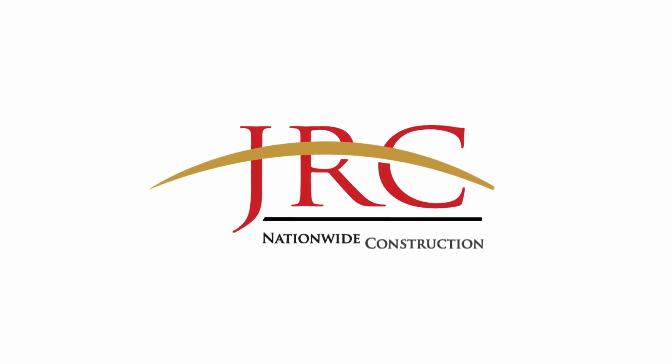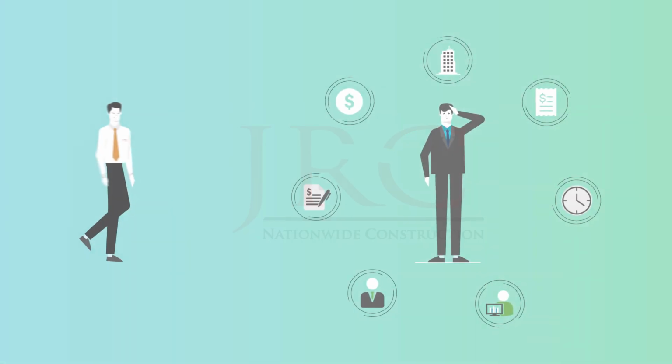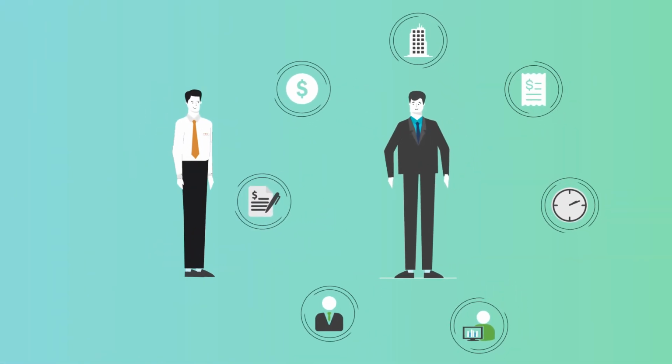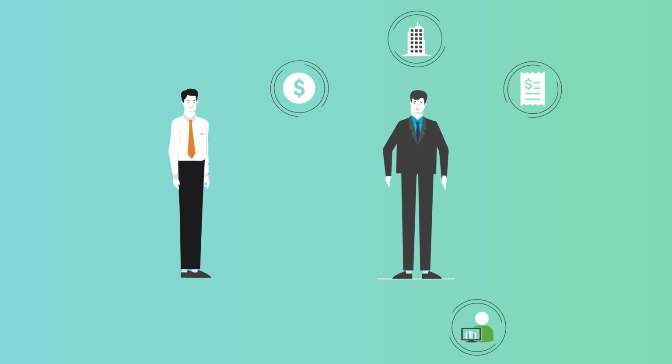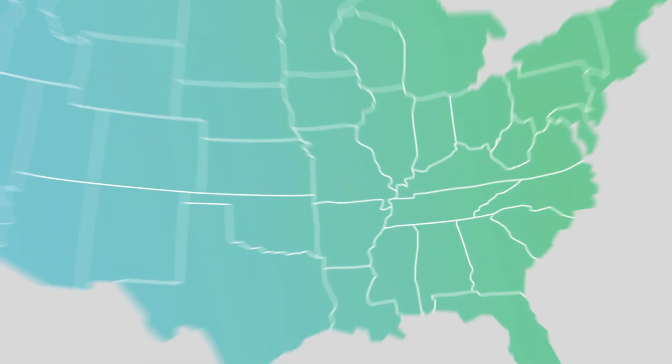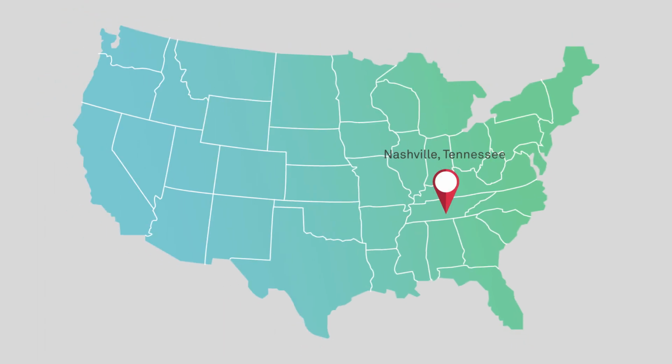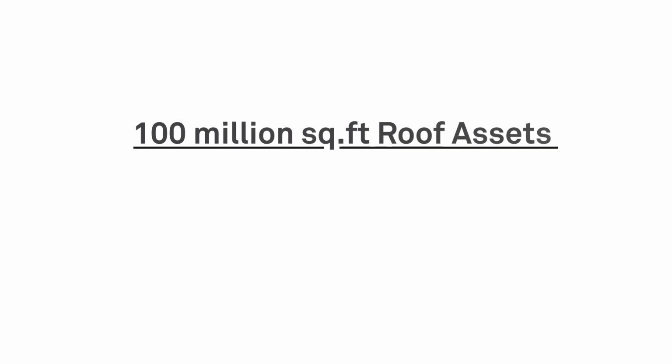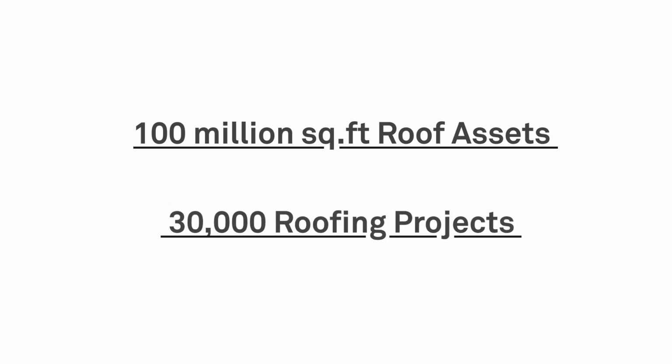At JRC Nationwide Construction, we provide the most proactive, efficient, and cost-effective solutions with your entire portfolio in mind. In fact, we manage over 100 million square feet of roof assets across the entire United States and have completed more than 30,000 roofing projects over the past 30 years.